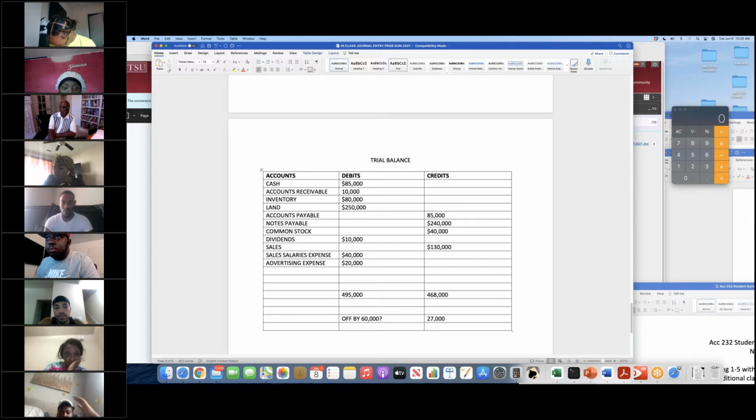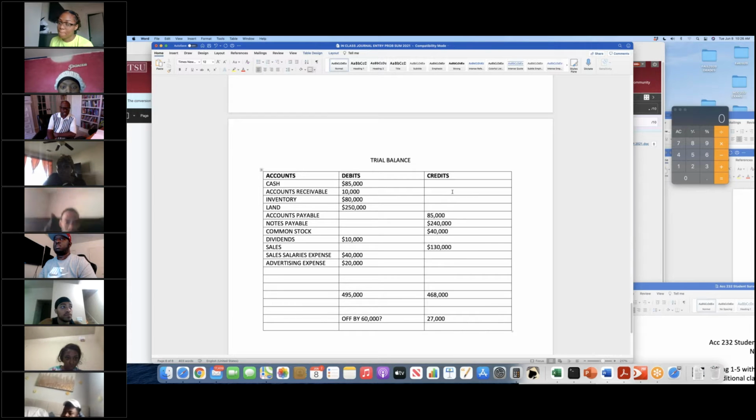So all I've done is given you about 3 strategies today for checking for errors. The first one is take your difference and divide by 2 and look to see if you posted on the wrong side. The second one was if your difference is divisible by 9, then you may have transposed 85 instead of 58. And our other way was if the receivables is supposed to have a debit balance and it has a credit balance, it does not have its normal balance, then you know there's a problem also.